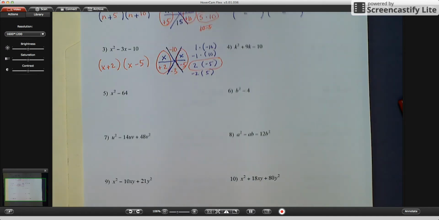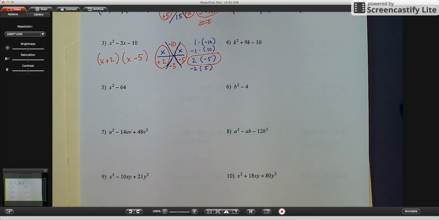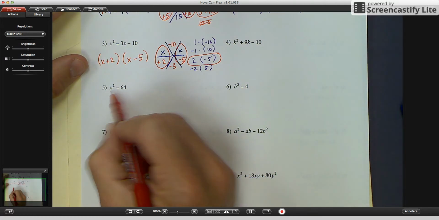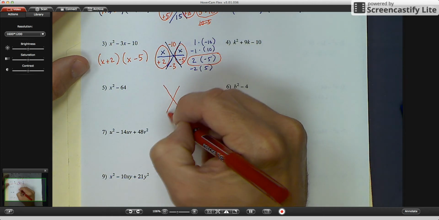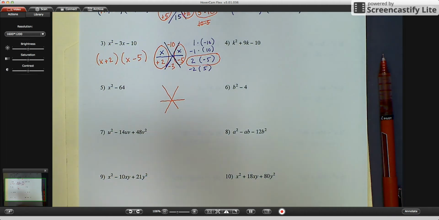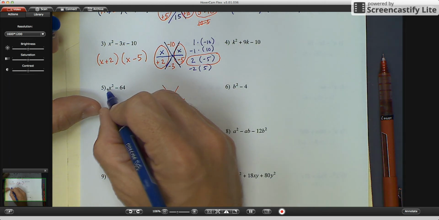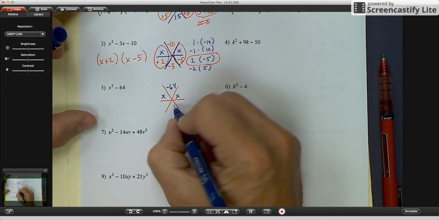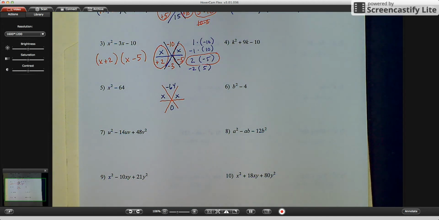For the third one, this one is a binomial already. So you want to look for common factors. You have an x squared and you have a negative 64. They don't have any common factors. So now we're going to go back to our snowflake. We're going to put an x and an x. And then a times c would be 1 times a negative 64, so negative 64. And then there is no b term, so it's a 0. So our numbers have to be opposites.